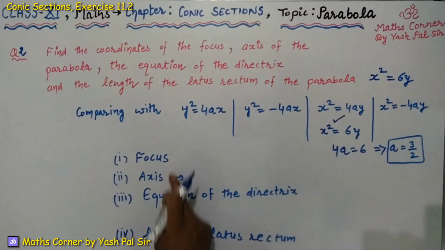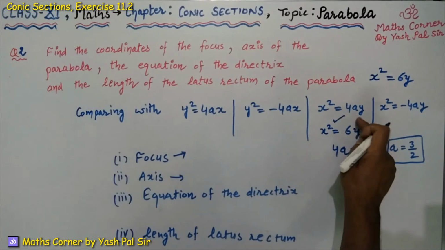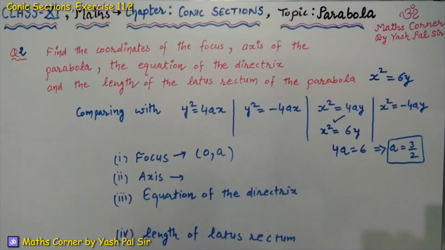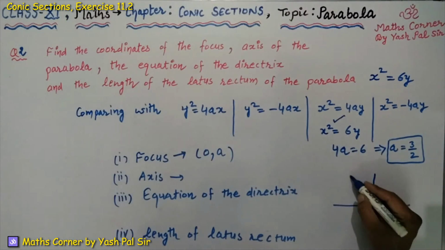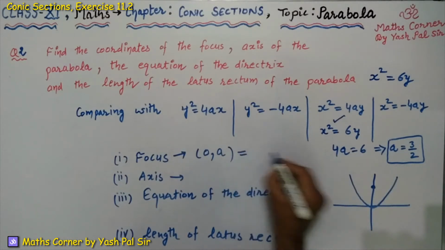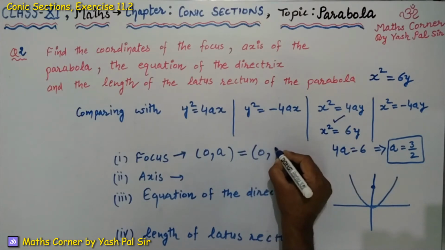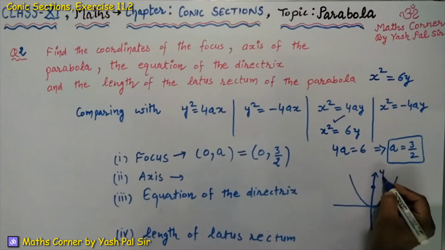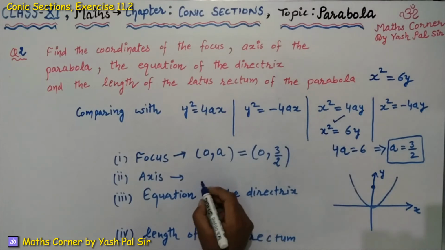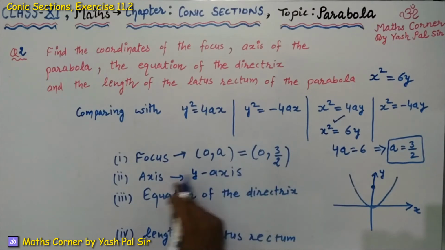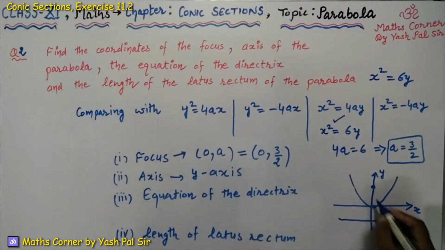Okay, so we have compared with this equation, and in this equation what is the focus? Focus here we have 0 comma a, upward parabola. So this becomes 0 comma 3 by 2. Axis: this is the x-axis and this is the y-axis, and the parabola is symmetrical about the y-axis. So we say y-axis. Axis means y-axis in this case.